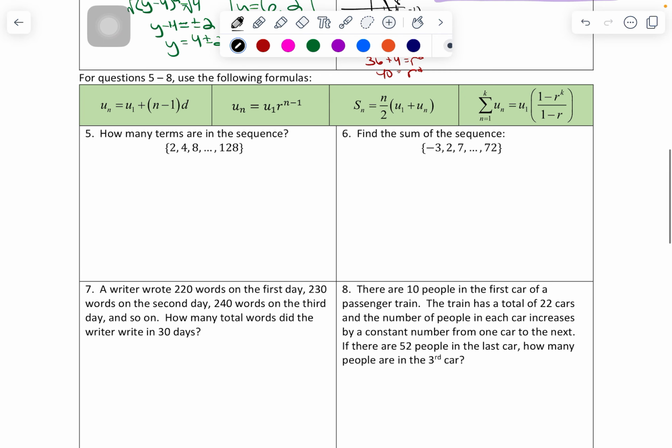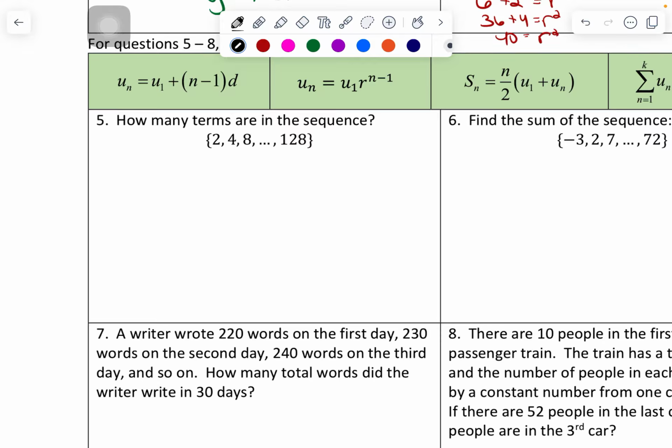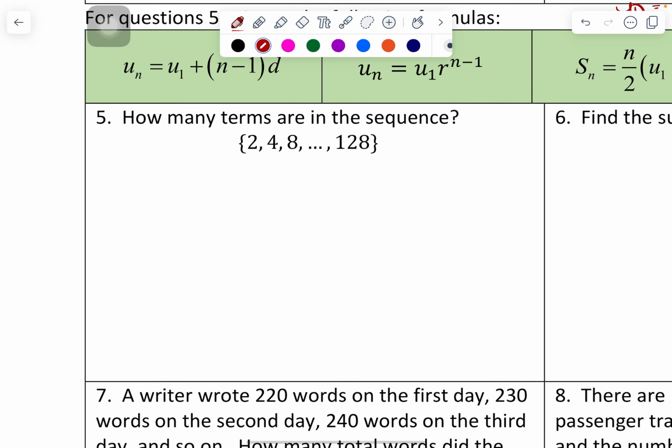Question number 5, these are going to be the questions on your sequences of series. I will give you these formulas on the actual final, kind of in the same way that you're seeing them right here. All right, how many terms are in the sequence? Well, let's start looking at the sequence. Let's see. This is, what, times by 2 each time? So this is a geometric. Yep. All right, so times by 2.